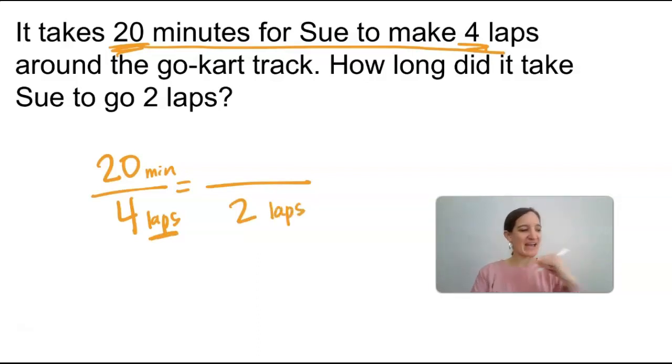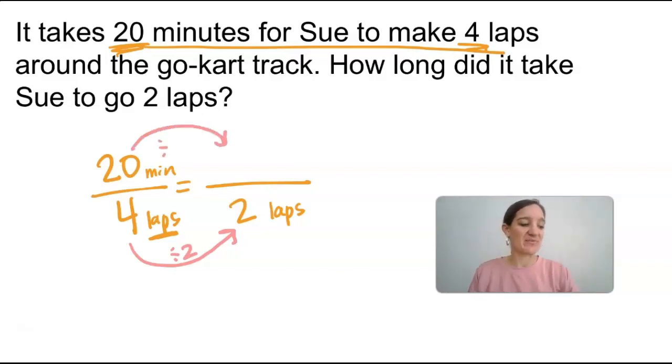And do we have a relationship? Yeah, we do. She went from 4 laps down to 2 laps. We're getting smaller, so we're going to be dividing. 4 divided by 2 is 2. 20 divided by 2 is 10. So it only took her 10 minutes, right? All right, you've got that down.